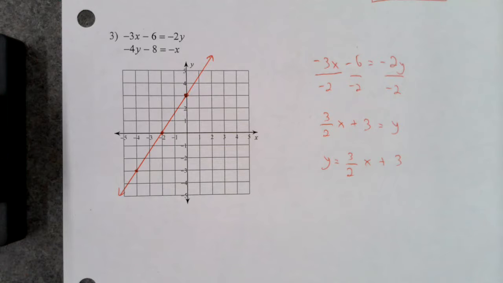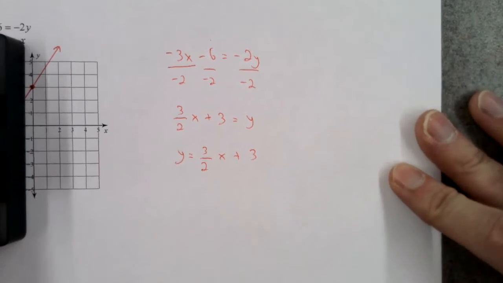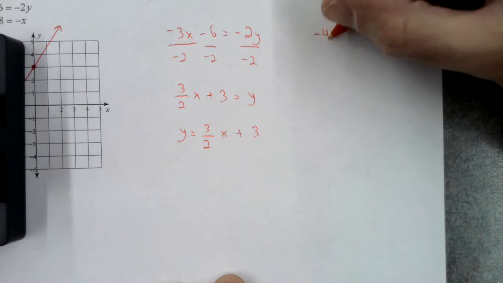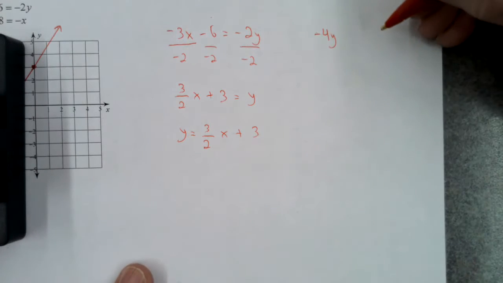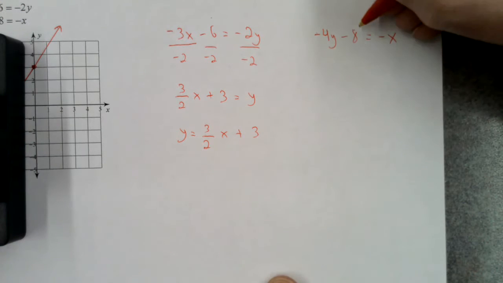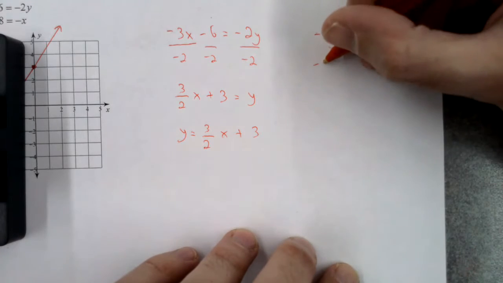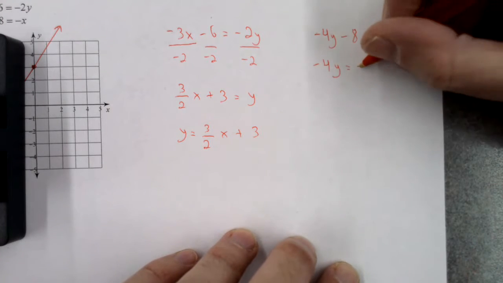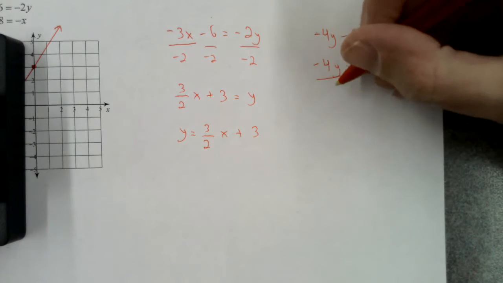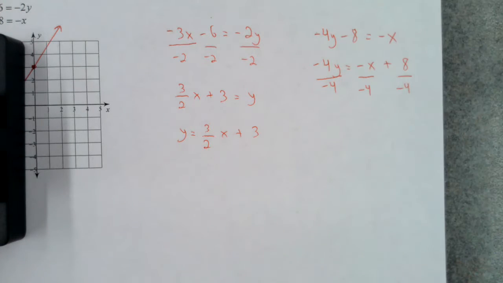And now let's move on and do the other equation. Okay? So it's negative 4y minus 8 equals negative x. So I'm guessing most people are going to solve this for y. So let's add the 8 to each side. Negative 4y equals negative x plus 8. And now let's divide everything by negative 4. Divide by negative 4, divide by negative 4, divide by negative 4.